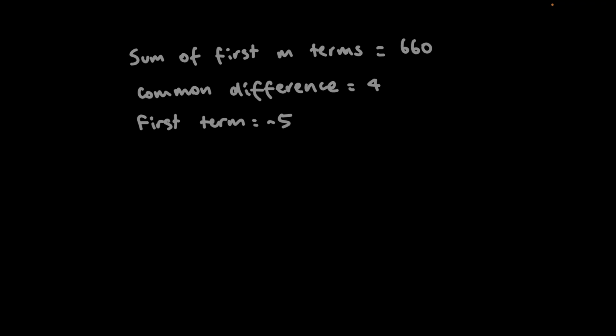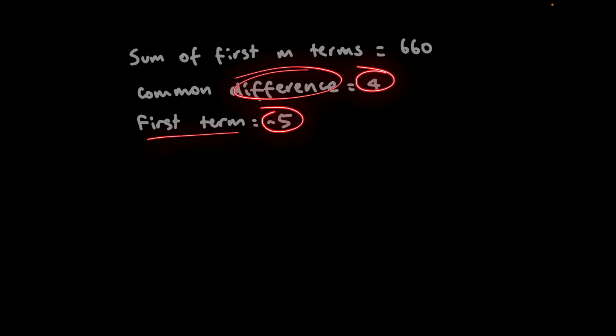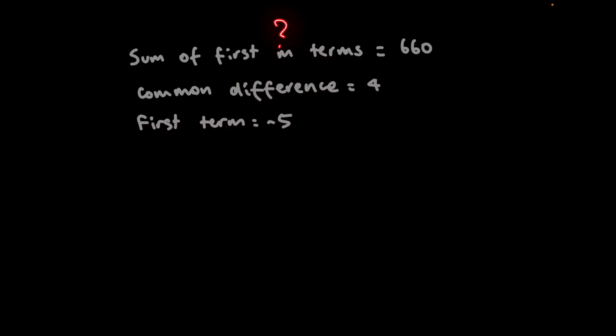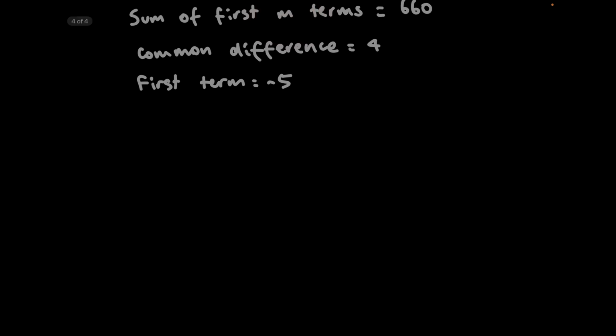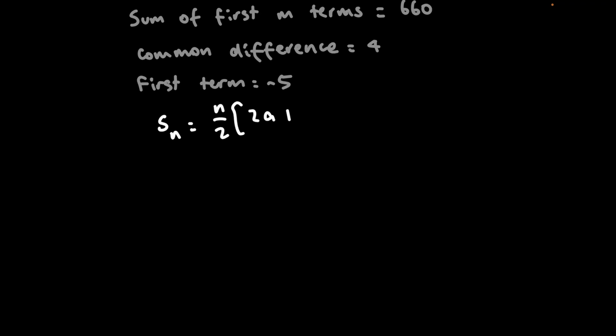Okay, this is our next question. The sum of the first n terms in a sequence is 660, and we know the common difference is 4 and the first term is negative 5. So work out what is the value of n in this case. So what we're going to do is set up our series equation. The sum of the first n terms equals n on 2 times (2a plus d(n minus 1)). And we know that the sum of the first m terms is what we're trying to work out.